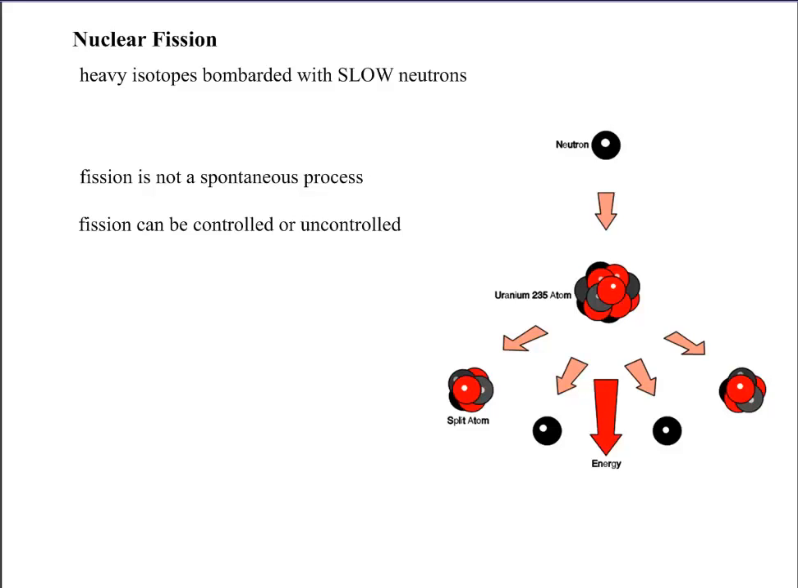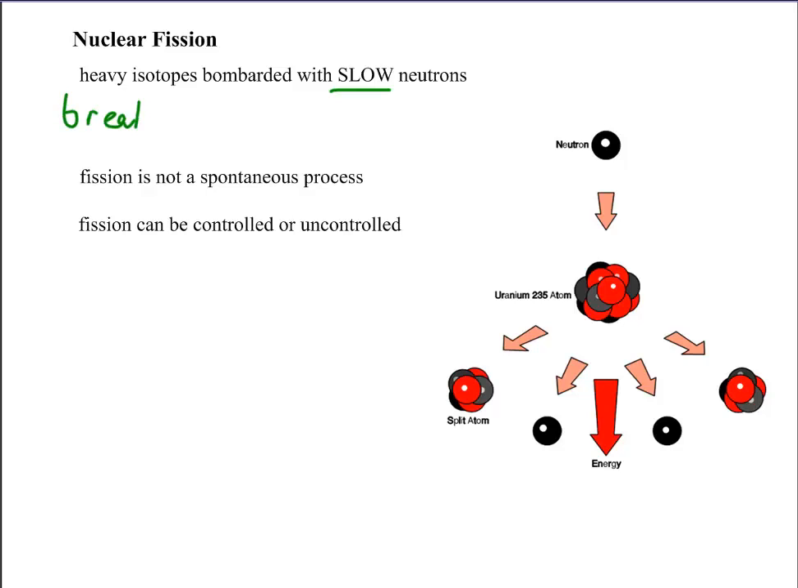Nuclear fission is our next topic. This is the man-made nuclear reaction. The rest in general can occur naturally. Nuclear fission is the bombarding of heavy isotopes with slow neutrons. Again, we want to add the neutrons to the nucleus, not smack the neutrons into the nucleus.